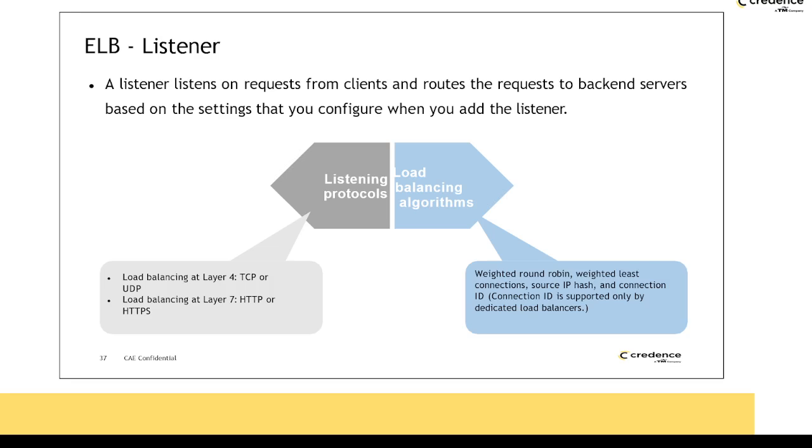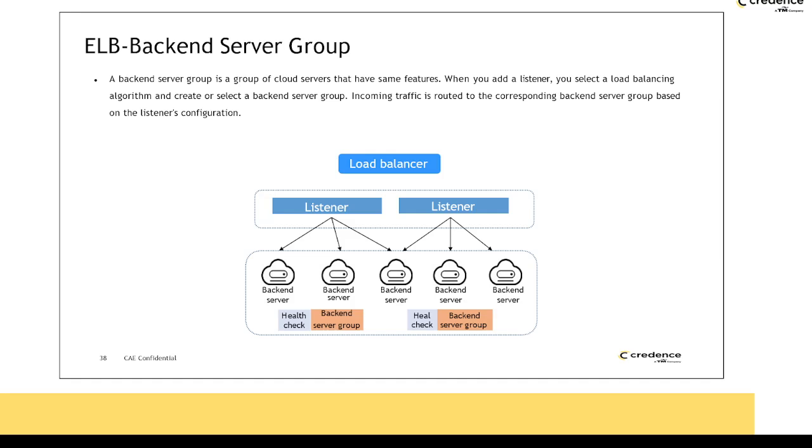When you add the listener, you need to configure the port inside the listener, so you can route requests to the backend server based on the settings. Then the backend server group: it's a group of cloud servers that have the same features. If you don't add the listener, it's not able to listen to the server. If it's not able to listen, the load balancer cannot work. So you need to add the listener.